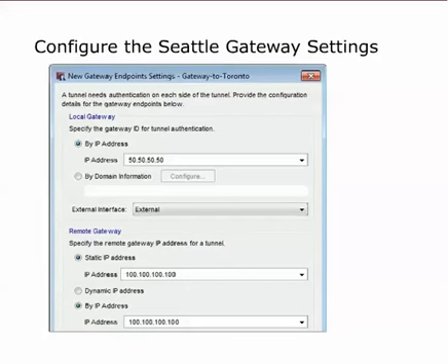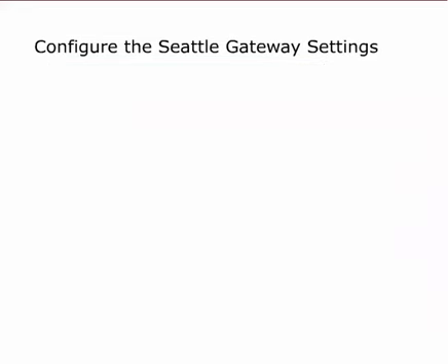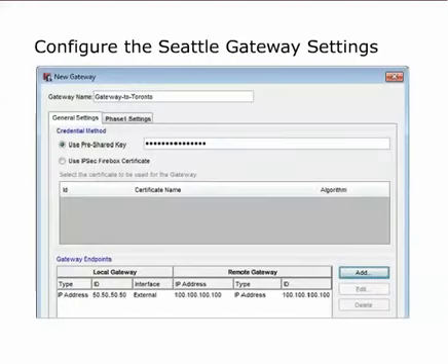In the local gateway section, we type the external IP address of the Seattle XTM device. In the remote gateway section, we type the external IP address of the Toronto XTM device. For the remote gateway settings, we must type the static IP address twice. Once as the IP address to use for the tunnel, and again as the gateway ID to identify the remote device. We click OK to save the new endpoint settings. The completed general settings configuration for this gateway looks like this.